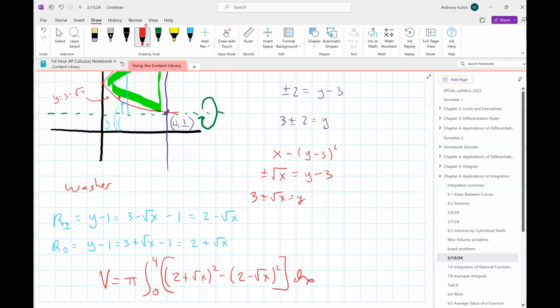Again, I typically prefer washers over shells. I think it's a little bit more intuitive, visually anyways. The shells are hard for me to imagine in my head. The washers feel very natural. But that ought to do it.